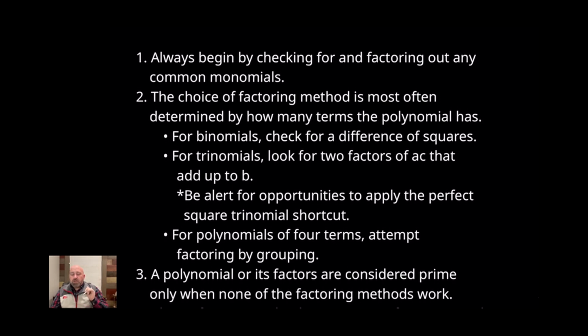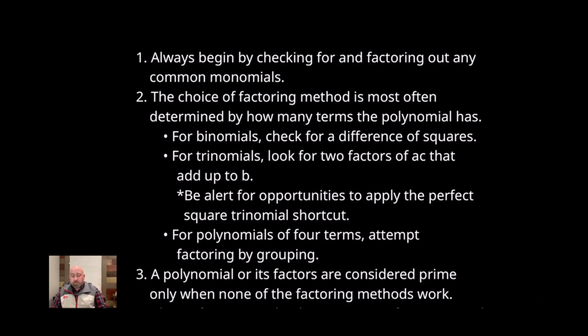Number 2, the choice of factoring method is most often determined by how many terms the polynomial has. Okay, what does that mean? So if it's 4 terms, then you're going to have to do what? Okay, we've only done one thing that includes 4 terms. What was that? Do you remember? That's right. We need to take it and we need to group it. So we need to group 2 things together or group 3 things together. That way we can figure out as a trinomial or as a binomial, whatever we need to do.